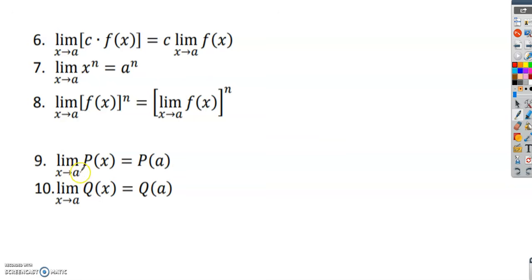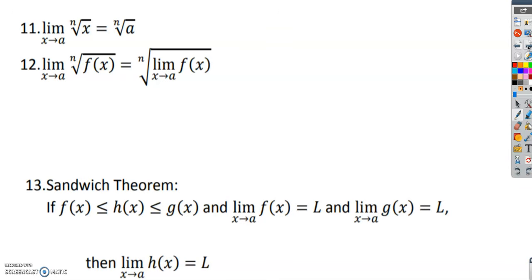Here, I think this makes sense. You're plugging a into the function, so you get whatever you get when you plug in a. Here, you're getting whatever you get when you plug a into q. These are basically the same type of idea, just showing you two different functions. This one is dealing with roots. So again, if you plug a into a root, you get the root. And again, if you have a root of a function, you can find the limit of the function first and then take the root. So those are things to look at.